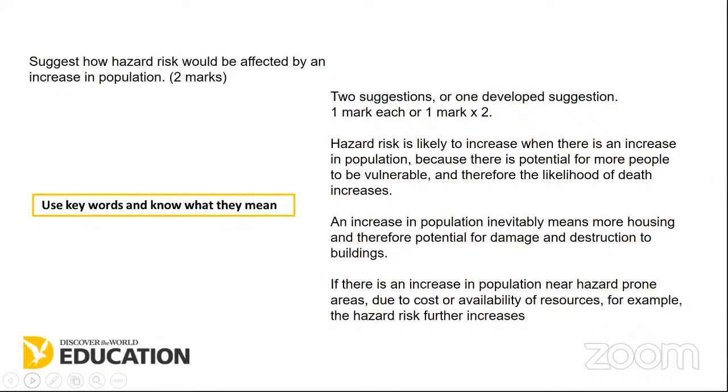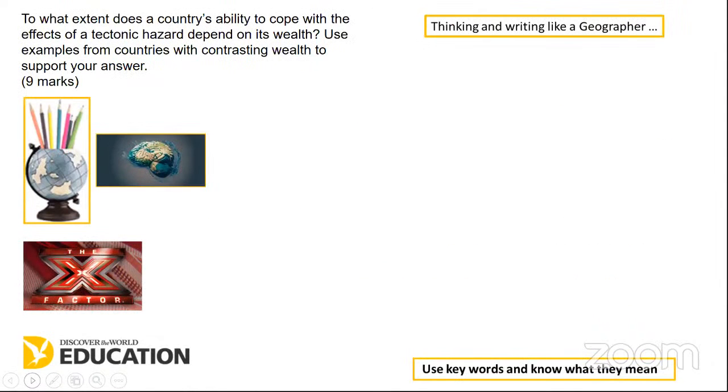And then I've left the meaty question right to the very end, a 9-mark question here. Okay, this is fantastic for us geographers to really show that we can think like a geographer and actually to support our answers with keywords.